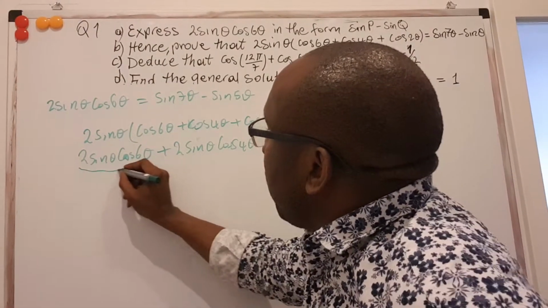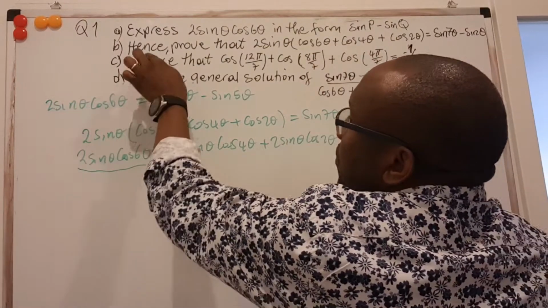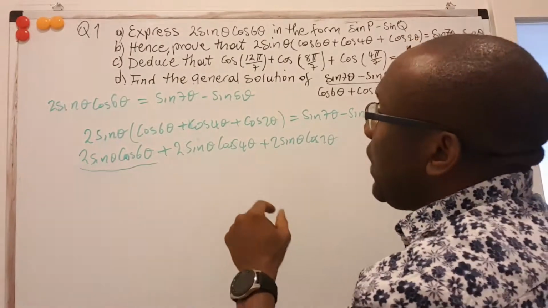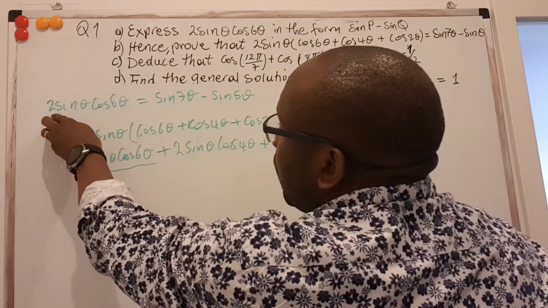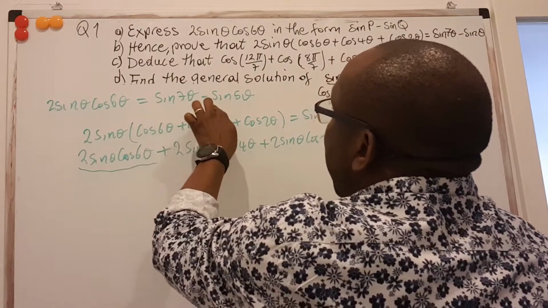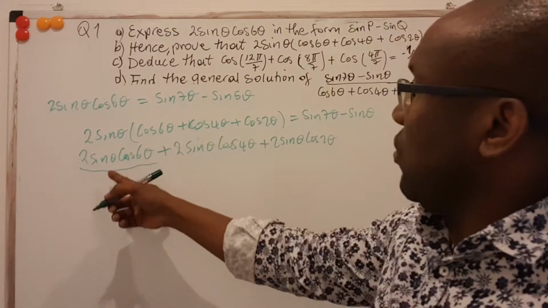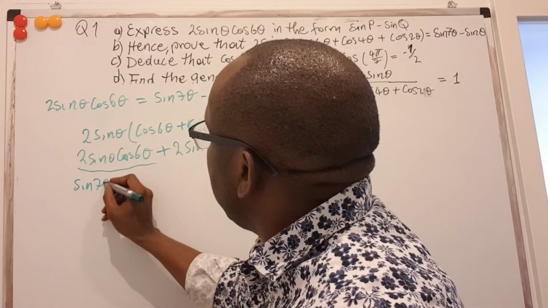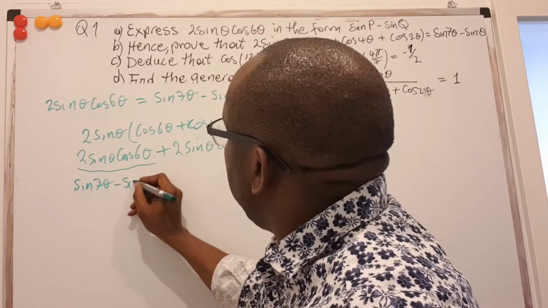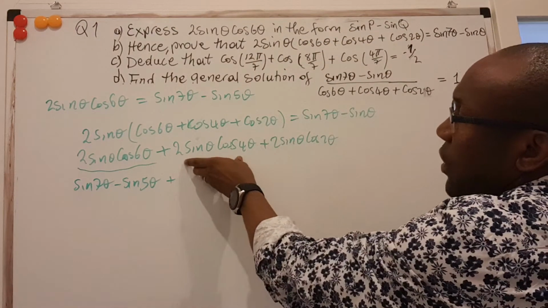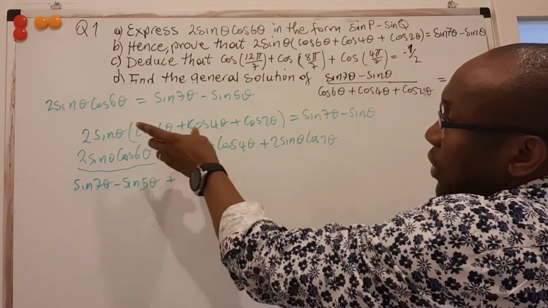Now we need some recognition. We already deduced, you see, it was a hence, which means you should use some information from A to be able to do that. We already saw that 2 sine theta cos 6 theta is equal to sine 7 theta minus sine 5 theta. So that's simple. This is here, sine 7 theta minus sine 5 theta. We can use the same ideas when we come to something like this. So just see what happens.